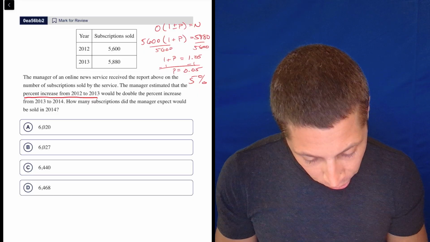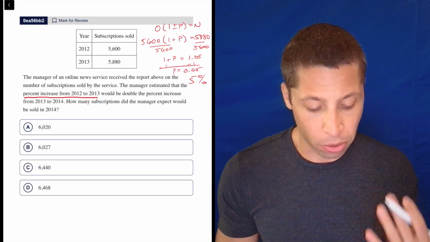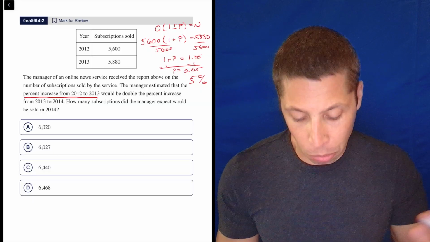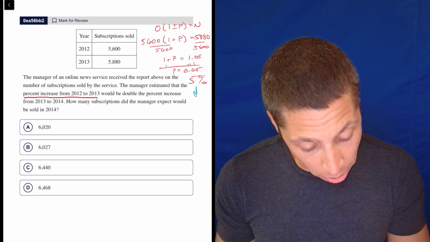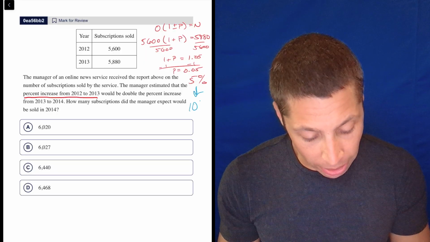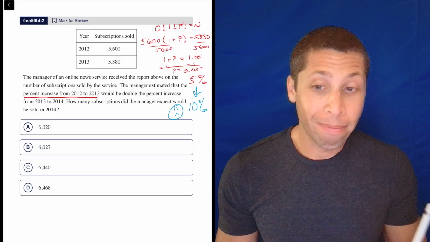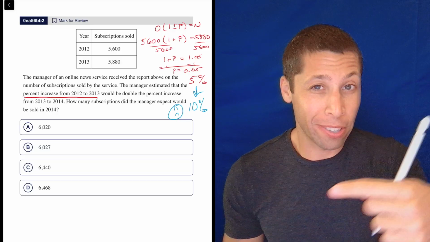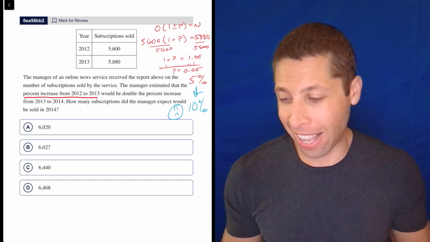Then what's going to happen is we say, okay, the manager estimated the percent increase from 2012 to 2013 would be double the percent increase from 2013 to 2014. So what most people are going to do, and it's wrong, is they're going to double this and go to 10%. But again, this is wrong. If you do that, I think one of these answers is what you would get. So you already might know if that's what you did, you did it wrong, right?